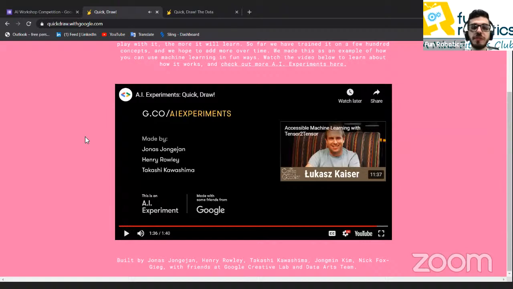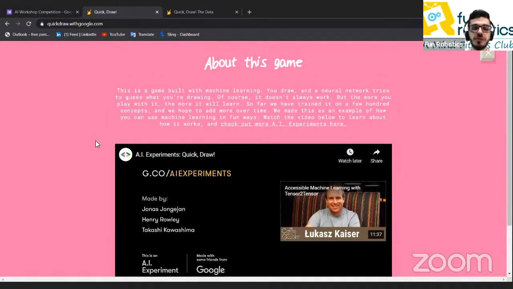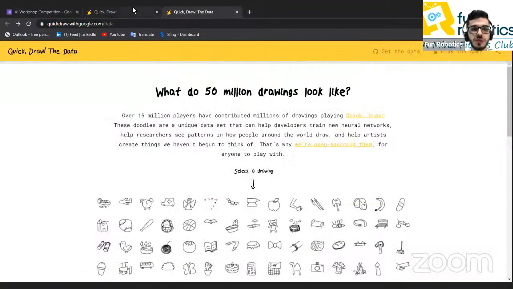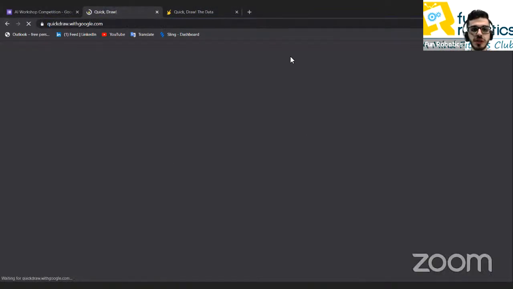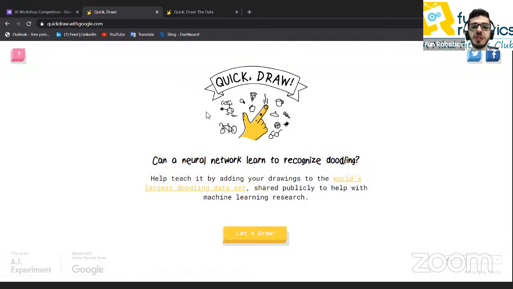All right, so this video explains what QuickDraw is. It's basically an application of AI, like we said. And you can access this website by going to quickdraw.withgoogle.com. And it will take you to the original page, which is this one. And then from here, you can actually click on Let's Draw, which will engage you in a game.